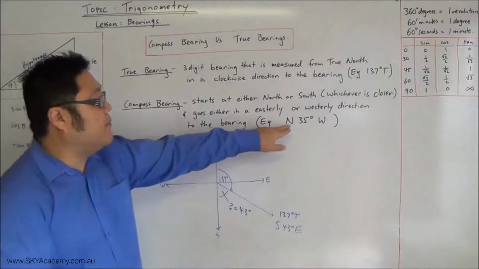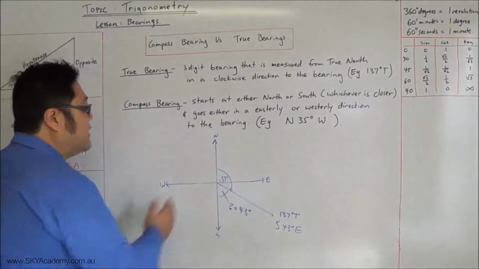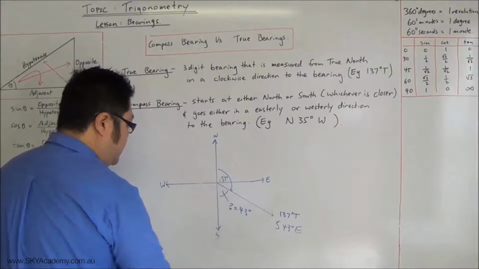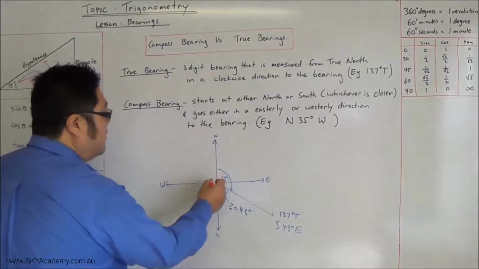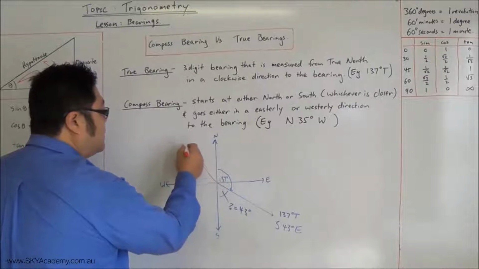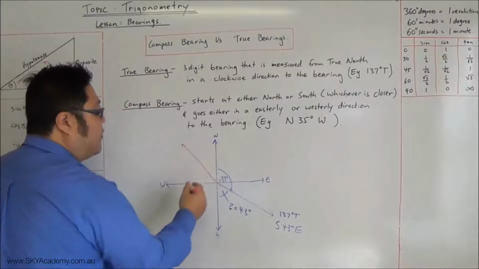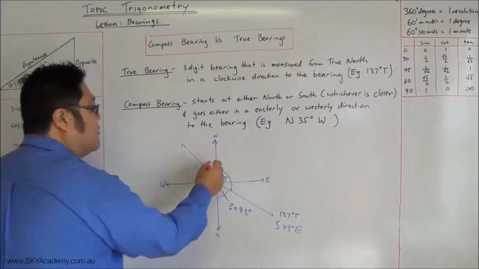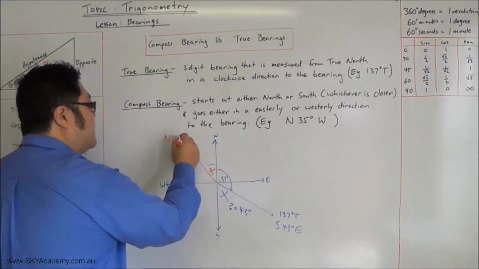Now we've got another example, north 35 degrees west. That starts at north and goes 35 degrees west. I'll do this one with a red pen this time. It starts at north and goes 35 degrees in a westerly direction. Westerly is this way, anti-clockwise. So it goes 35 degrees this way. So this is north 35 degrees west.